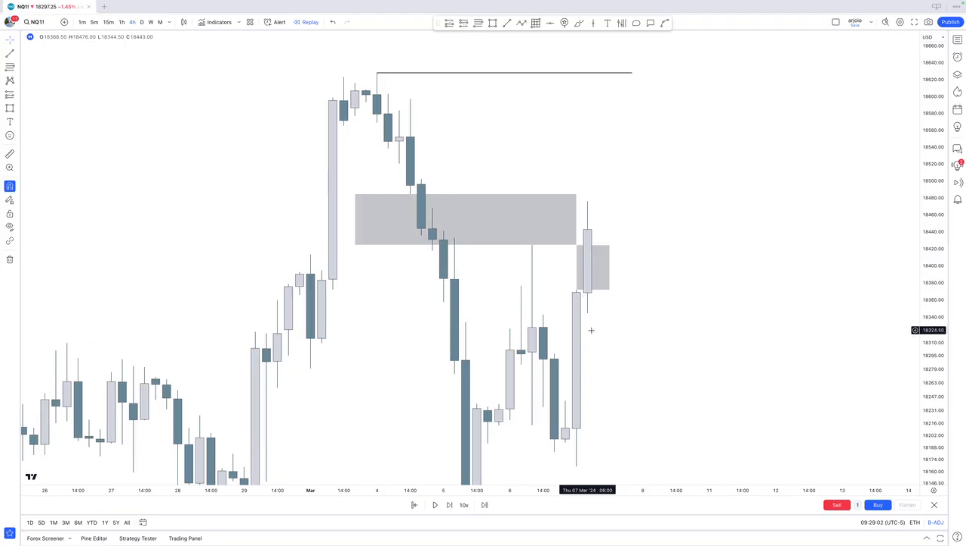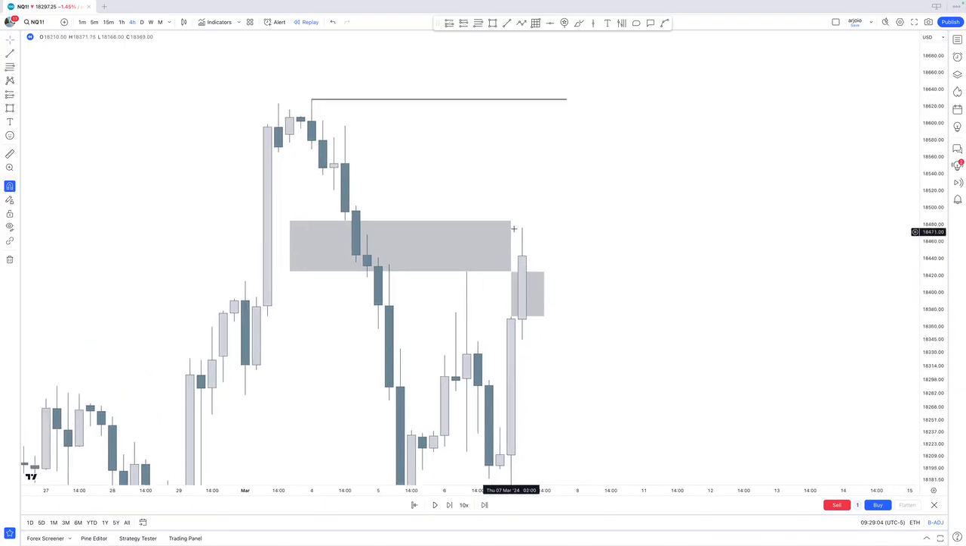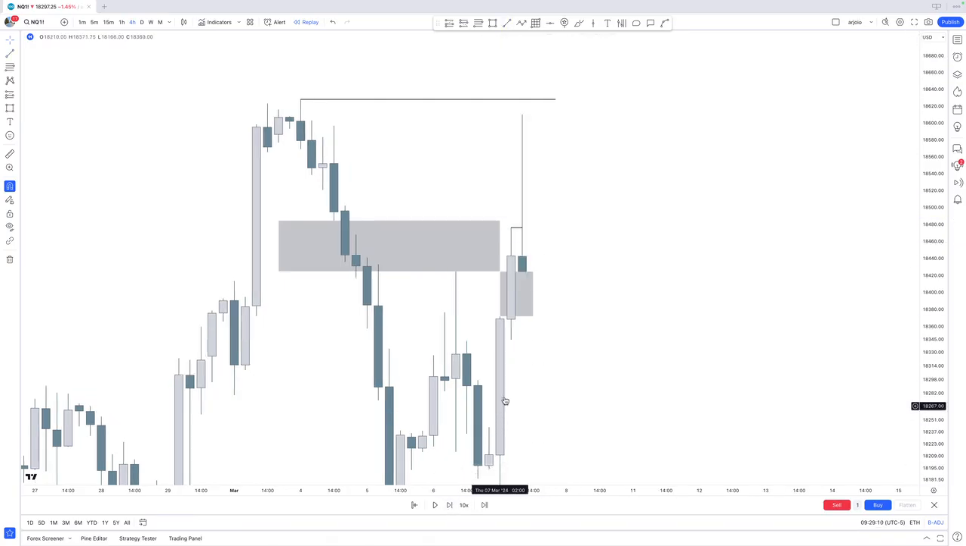But how do we know right now that we do not want to respect the daily fair value gap? Well, if we do not sweep this previous candle high. So what do we see? We already right there close above that previous candle high. Now, eventually we will get to such an advanced understanding that we do not need to wait for that 4 hour candle to close.